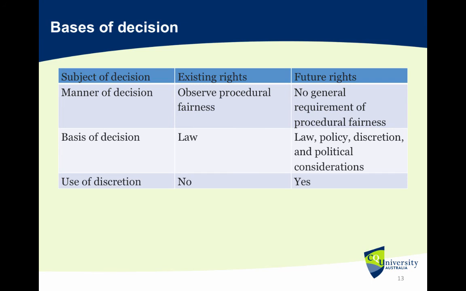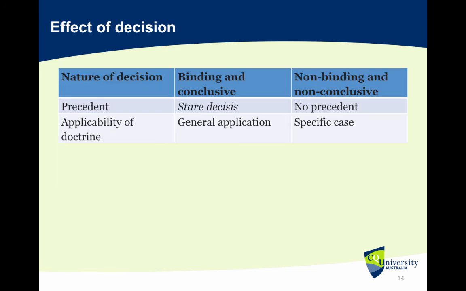Judges of Chapter 3 courts are not permitted to use their discretion, whereas typically non-Chapter 3 courts can use their discretion in making and arriving at their decision. So when we say that they can use their discretion, they can make decisions according to what they feel is just, according to the case, or what they deem fit, according to policy or according to political considerations. So in that case, discretion is permissible in the case of decisions made by non-Chapter 3 courts.